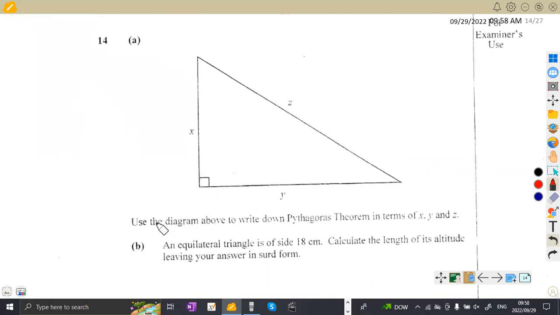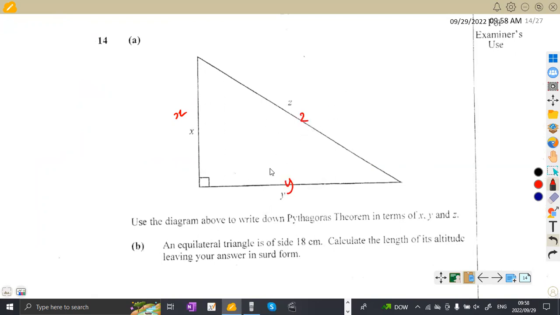Okay. Use the diagram above to write down Pythagoras theorem in terms of x, y, and z. So you're writing the Pythagoras theorem in terms of x, y, and z. This is our x, this is our y here. Sorry, just want to change this to pen mode. This is our y here. Okay, this is our z.